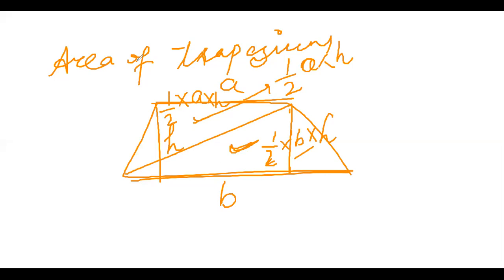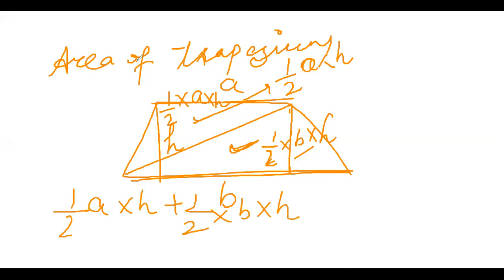If you add the areas of these two triangles, half into A into H plus half into B into H. Take common half and H. Half be common, H be common. What is left inside? A plus B.